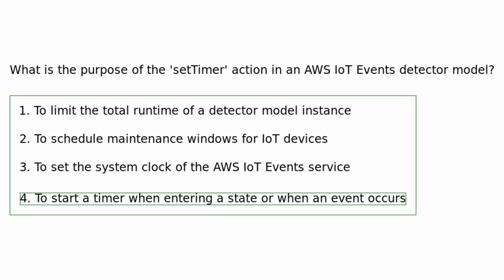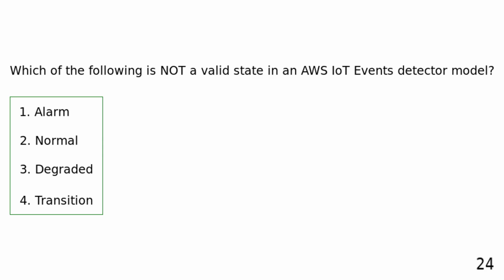The set-timer action in an AWS IoT Events detector model is used to start a timer when entering a state or when an event occurs. Timers can be used to trigger state transitions or actions after a specified duration, which is useful for monitoring time-dependent conditions or implementing delays. Which of the following is not a valid state in an AWS IoT Events detector model?